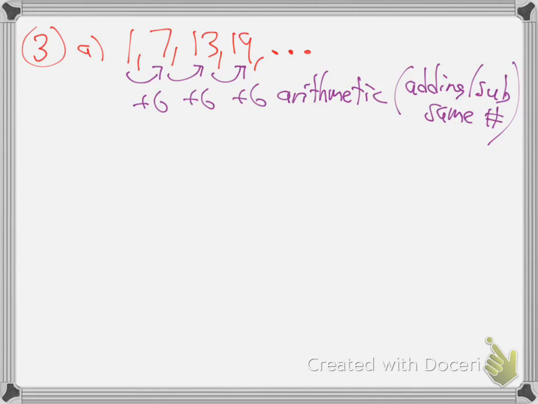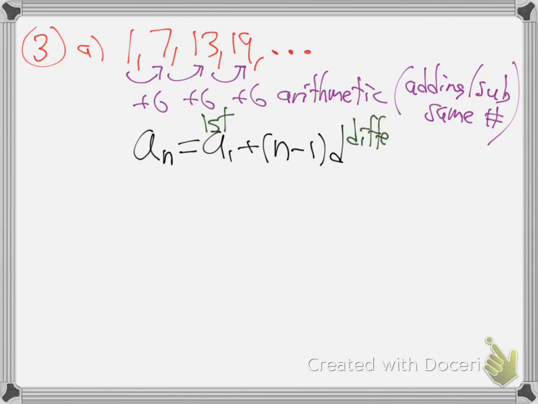I gave you a formula, which would be good on your 3x5 card, as usual, for this exam. The formula is a sub n equals a1 plus n minus 1 times d. So I gave you a formula for an arithmetic sequence. Let me tell you what these different pieces of the puzzle are. A1 is the first term. D is the difference, or the jump from term to term. N is the term number.